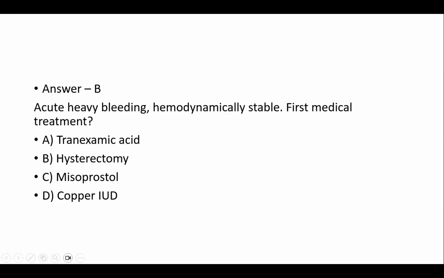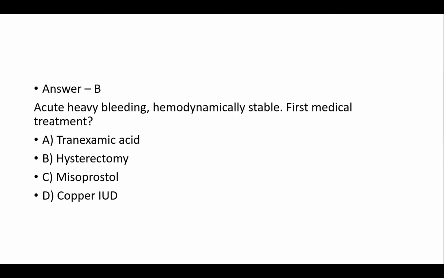Acute heavy bleeding, hemodynamically stable. First medical treatment is tranexamic acid, hysterectomy, misoprostol, or copper IUD. What is your option here? Acute heavy bleeding, hemodynamically stable. A, tranexamic acid. Perfect.